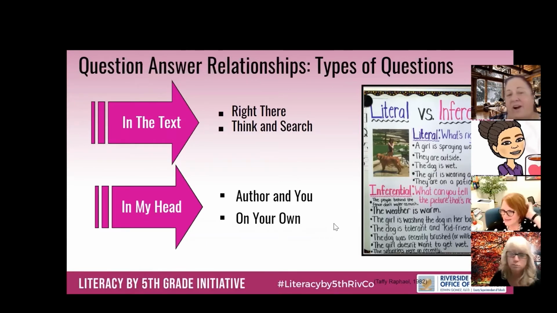I love QAR, or question answer relationships. And so basically with the QAR strategies, you actually teach students to read the question and determine where they would find that answer. Is that an answer that's right there in the text that I can point to? The answer, is it literal? Or do I have to look in a couple of different places in the text? That's think and search, but it's still literal. The answer is in the text.